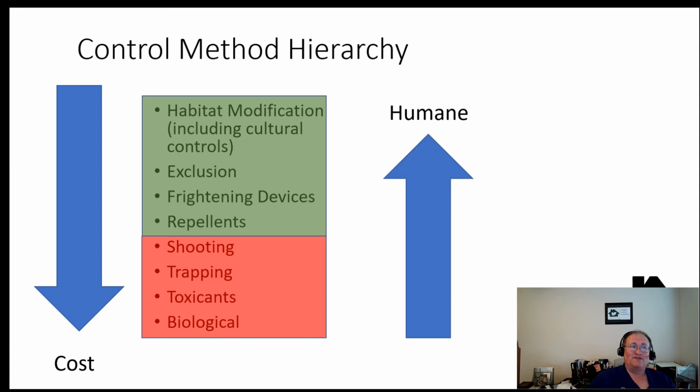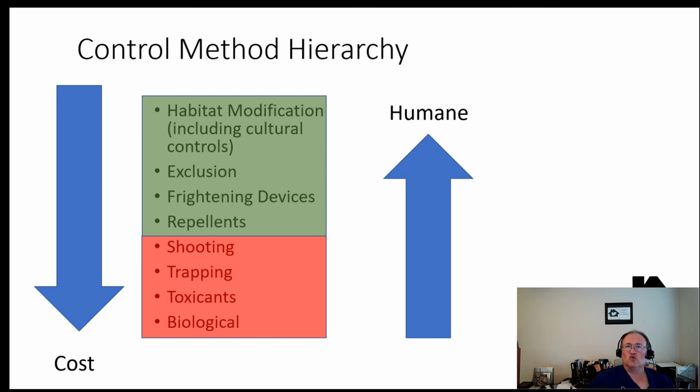We have habitat modification, exclusion, frightening devices, repellents, shooting, trapping, toxicants, and biological. And in toxicants, I'm throwing in those unregulated products as well, although you could make another category out of that. You'll notice those of you who are able to see the video are able to see two arrows. Now, why are those arrows there?